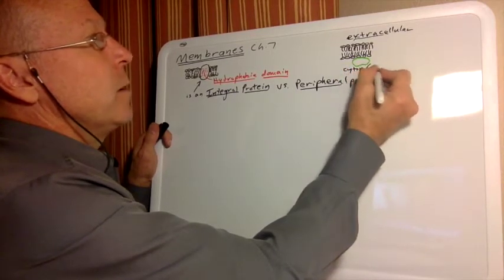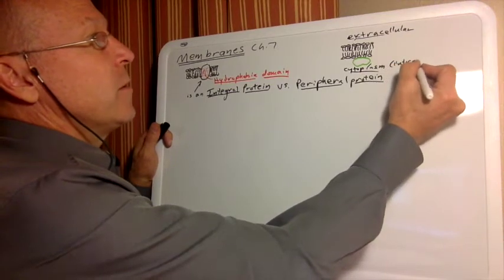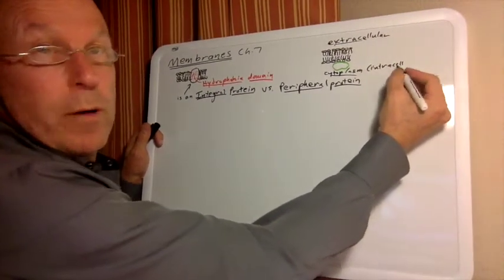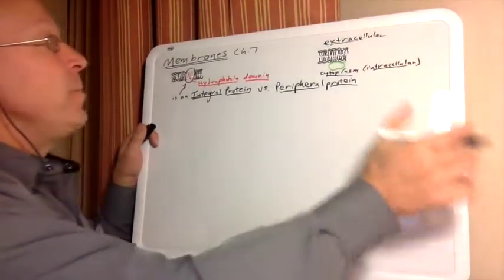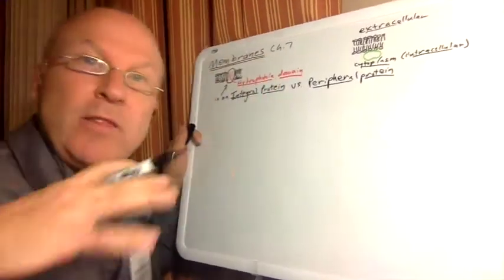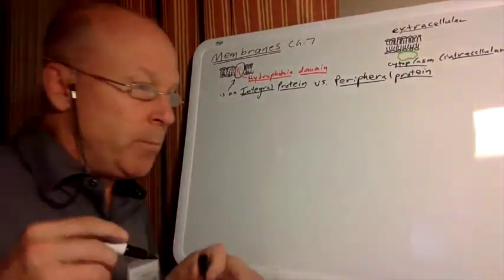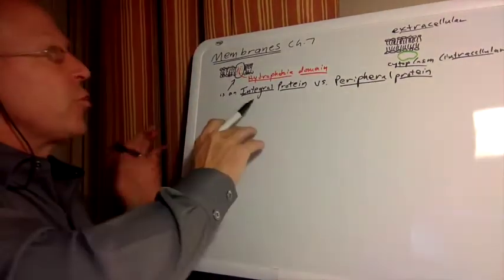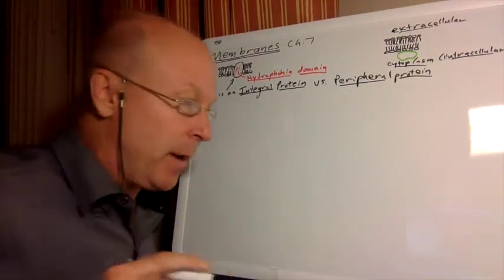Cytoplasm, intracellular. That's where this lives. So there we have it. That's what peripheral proteins are. I'm not going to say anything else about peripheral proteins. I'm going to pick up here with integral proteins. As I go down the board here, this is going to be all about integral proteins.